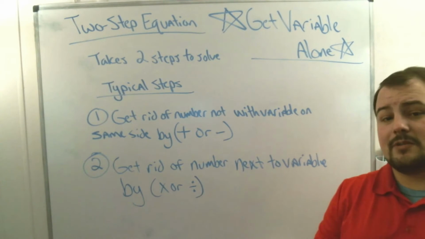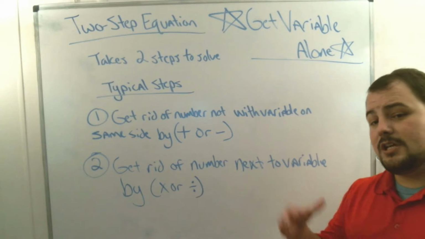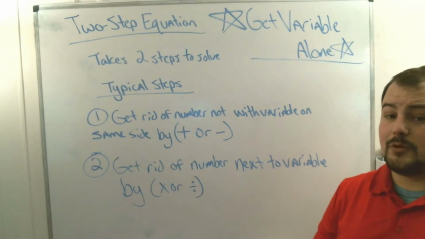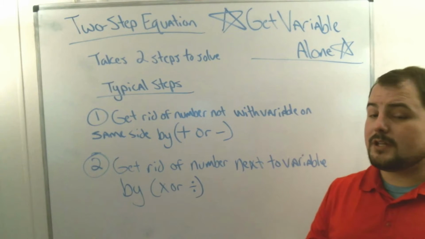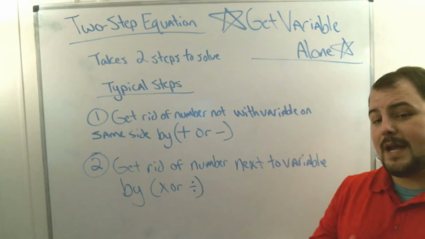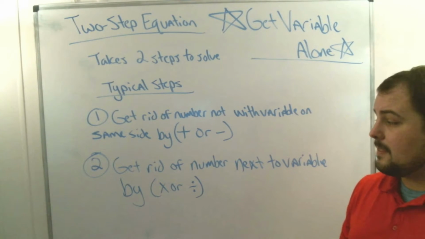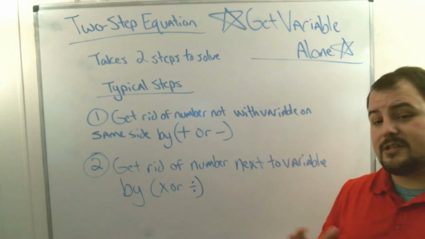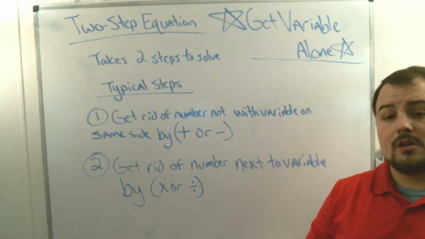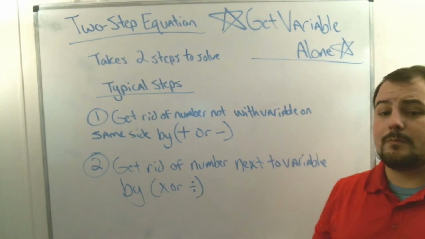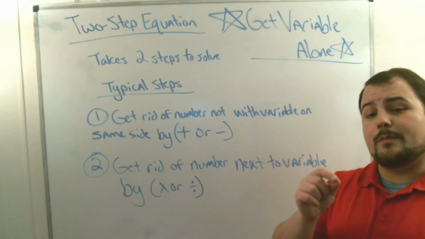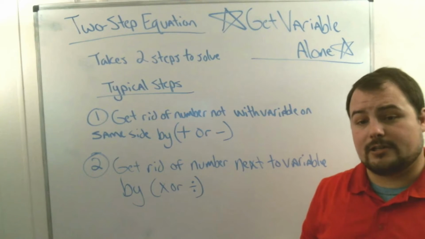The typical steps when solving a two-step equation: step 1, we want to get rid of whatever numbers are on the same side as the variable, but not with the variable. We get rid of that by adding or subtracting that number. After we get rid of whatever number is not with the variable, step 2 is to get rid of the number with the variable. We do that by multiplying or dividing by that number. Or if it's a fraction, we multiply by its inverse, as we learned in lesson 1.